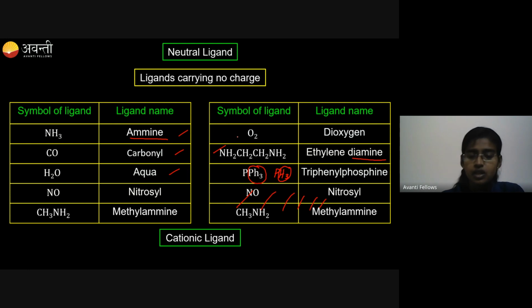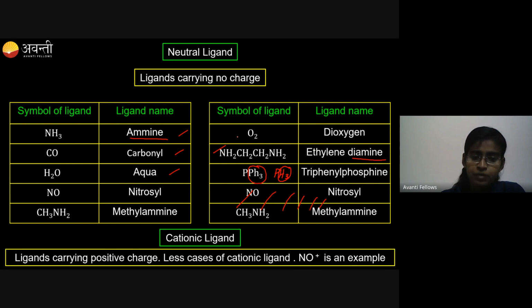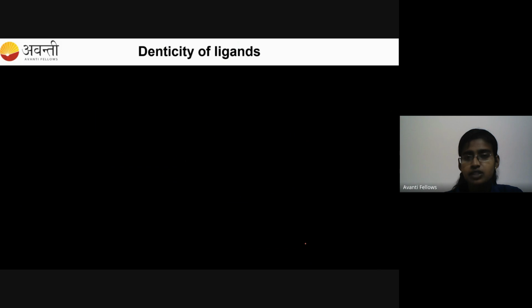Neutral ligands done. Coming to the last classification, which is cationic. There are very few cases of cationic ligands. If you have a cationic ligand, then you will have NO plus, which is an example of a cationic ligand. If it is NO, it is nitrosyl; the same NO can fall under the cationic case also. I'll tell you where you will use NO plus and where NO will come, so while discussing the examples, we can study those things. So these are the 3 classifications of ligands.